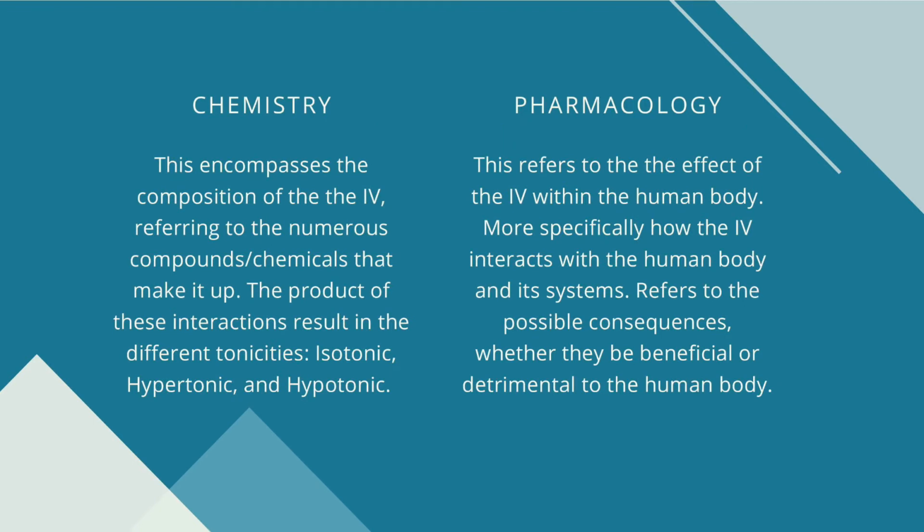Next is chemistry. This encompasses the composition of the IV, referring to the numerous compounds and chemicals that make it up, and also results in the different tonicities, which is isotonic, hypertonic, and hypotonic. Next is pharmacology. This refers to the effect of the IV within the human body. More specifically, it is how the IV interacts with the human body and its systems, and refers to the possible consequences it may have, whether it be beneficial or detrimental to the human body.